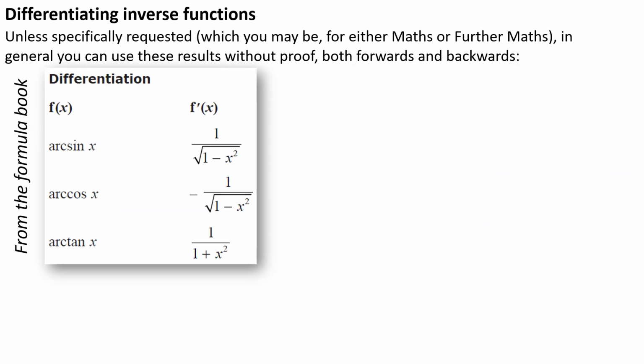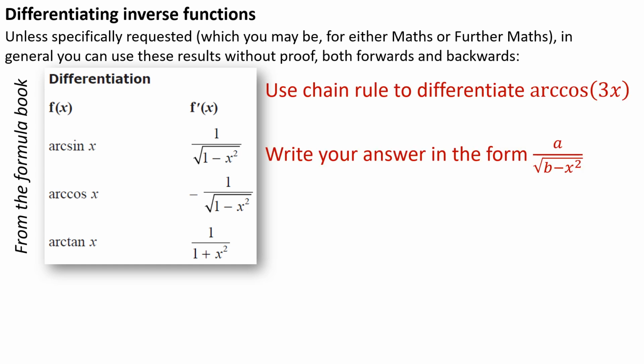While the formula book results are useful, they give a nice sanitized version. You're unlikely to get exactly 1 over the square root of 1 minus x squared for an integral, and you're unlikely to get exactly arc sine x for a derivative. So let's have a quick practice. What would you do to exploit chain rule in order to differentiate arc cos of 3x? Pause and give it a try, and try to then simplify and rearrange your result until you end up with something in the form a over the square root of b minus x squared.